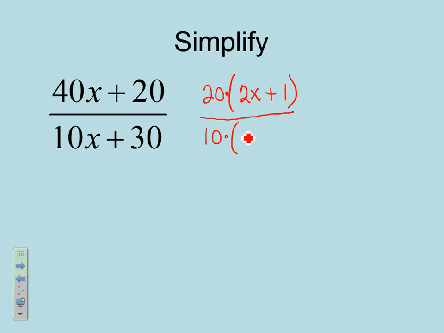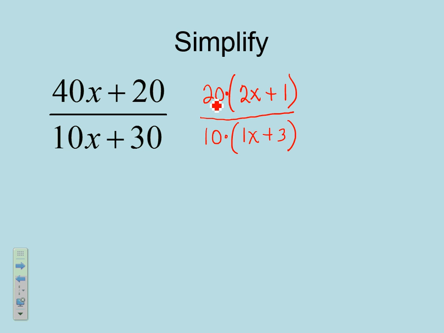10 divided by 10x is 1x. 30 divided by 10 is 3. Now these two factors, this is a whole factor, even though there's a term in between it. This is a whole factor. The only way that I could cancel it is if I had another factor just like it. But these aren't two of the same. So I can't cancel those two things.